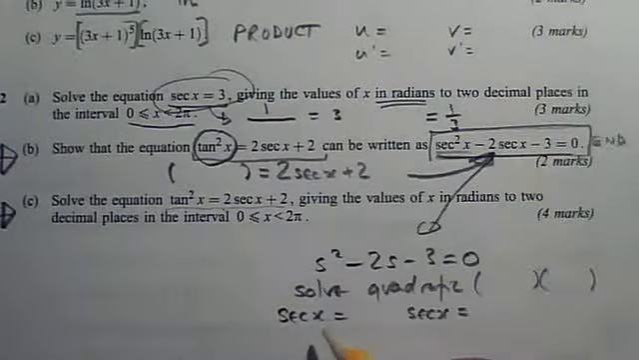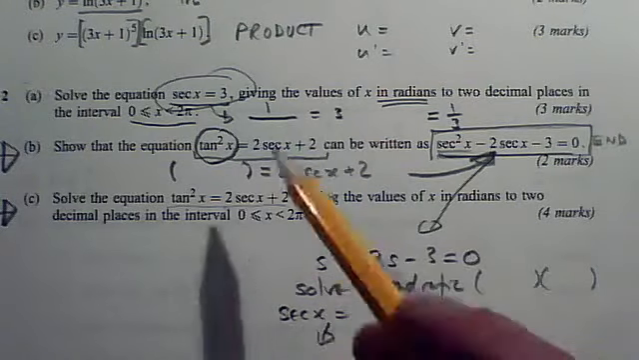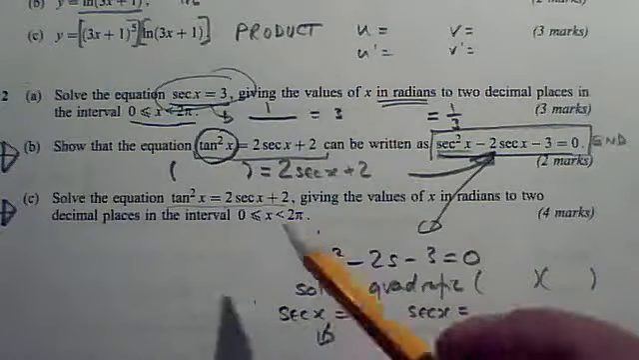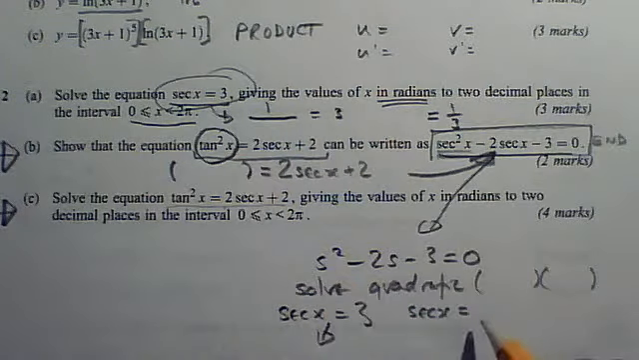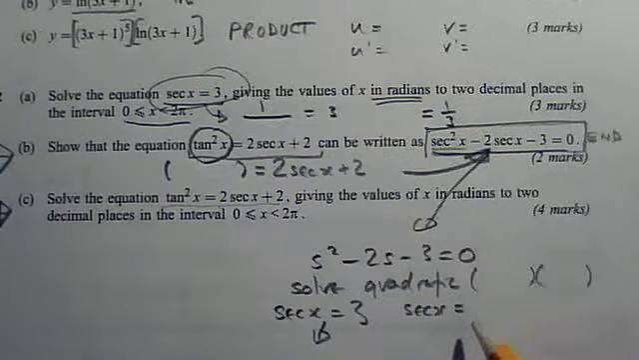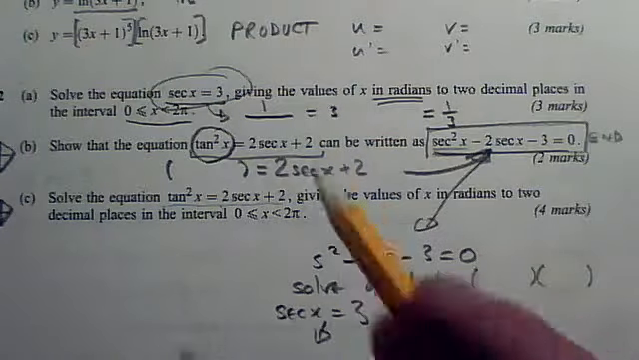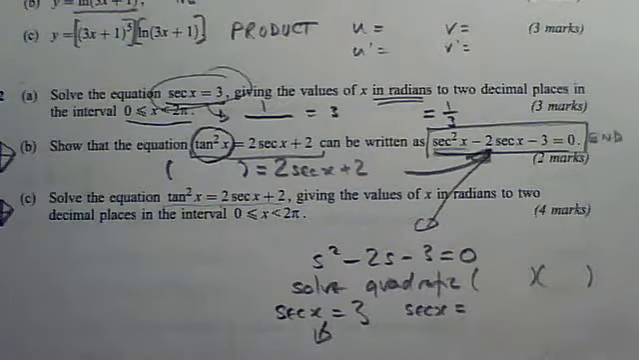So each of these potentially, if it is 3, you're going to get your 2 answers from part A, and this could potentially give you 2 more answers. So follow the same method as part A to try and get those 2 answers.